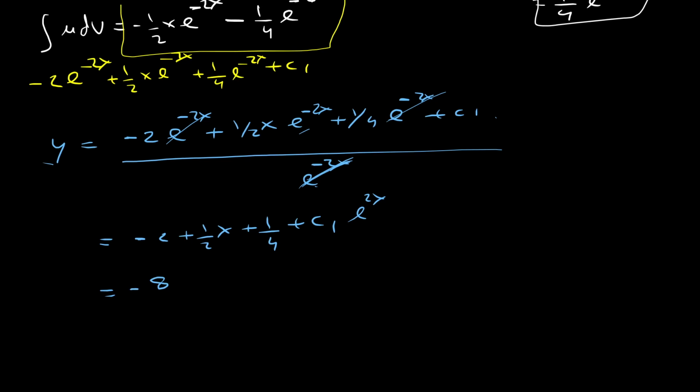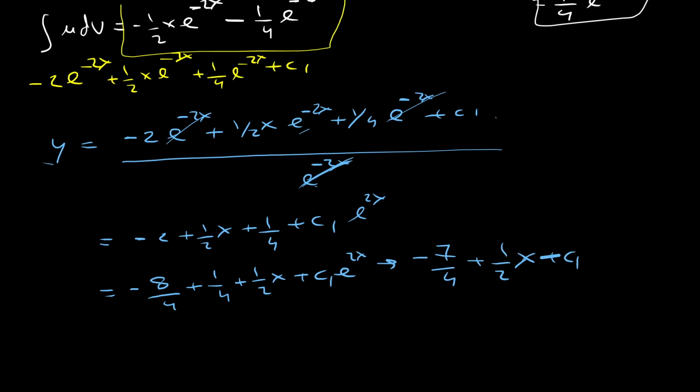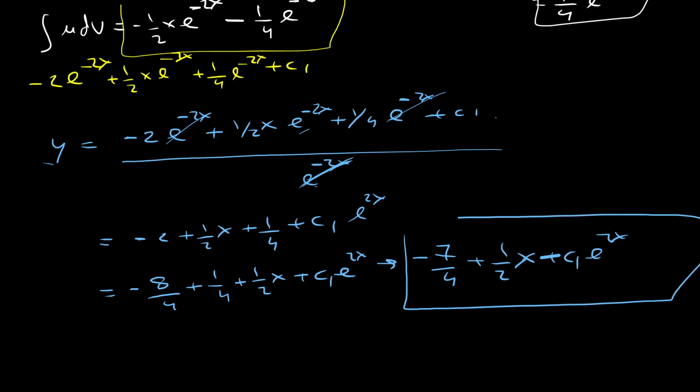And we can even further simplify this a bit, because if this is 2, this is the same thing as having minus 8 divided by 4. We can aggregate the 1/4 because it's just constants, and then plus 1/2 x plus c1 e to the 2x. So minus 8 plus 1/4, that's minus 7 divided by 4, plus 1/2 x plus c1 e to the 2x. So this is your solution.